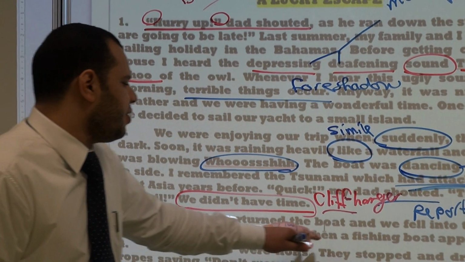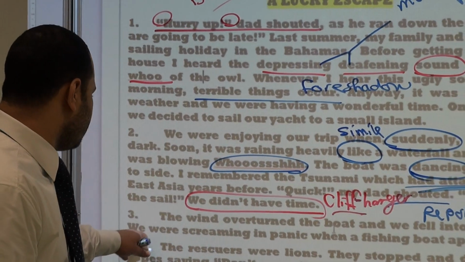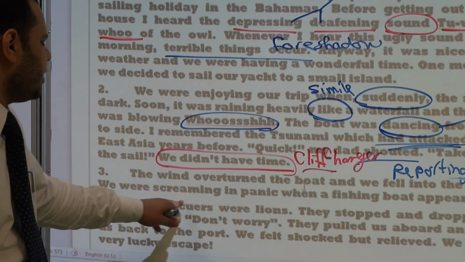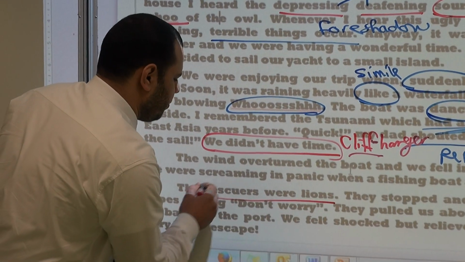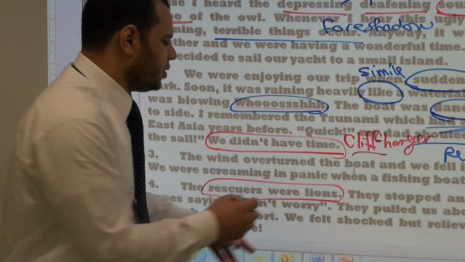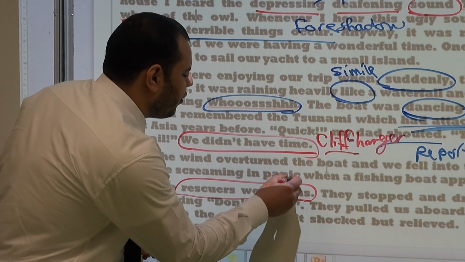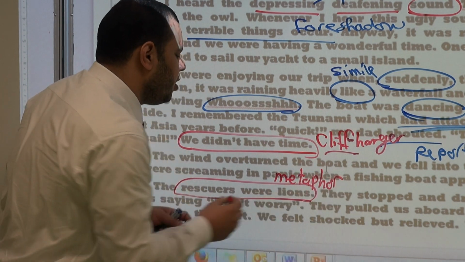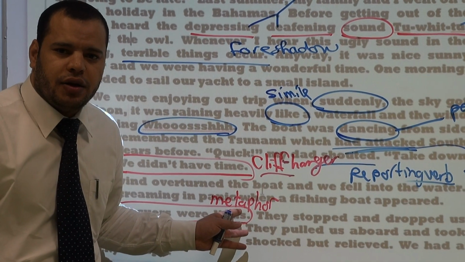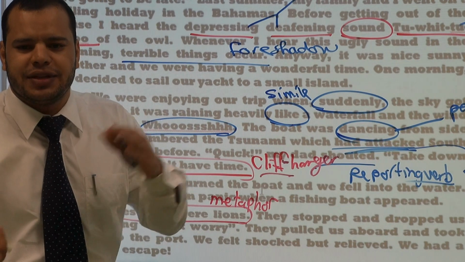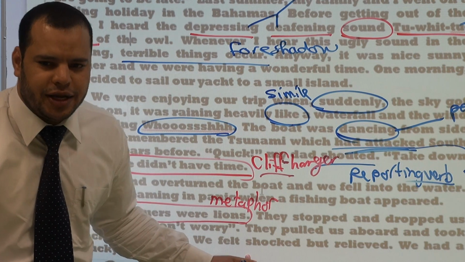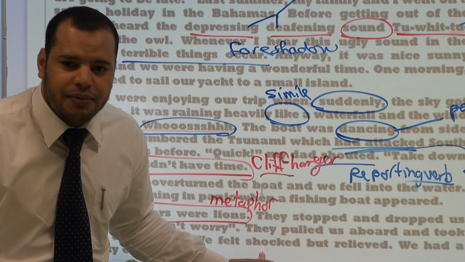The wind overturned the boat and we fell into the water. We were screaming in panic when a fishing boat appeared. The rescuers were lions. Rescuers, men, emergency men, were lions. So it's called metaphor. Why? Because he describes them of being lions without using as or like. If he said rescuers were like lions, it's simile. Rescuers were lions, it's metaphor.